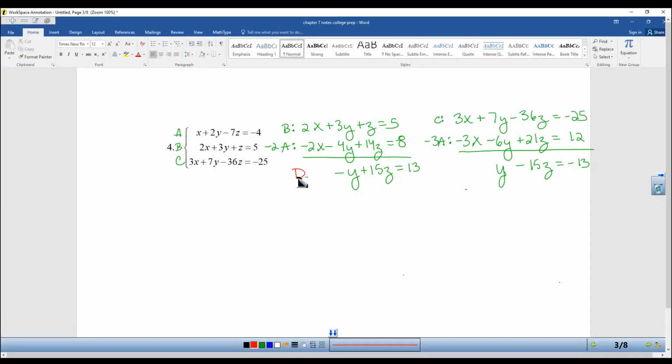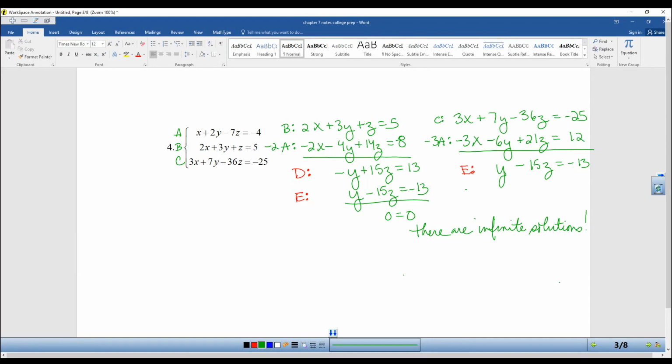So like I said, some people actually take the time to relabel these as D and E, and then you can put D and E together, and that would be positive y minus 15z is equal to negative 13. Everything cancels. So now I know that there are infinite solutions. If this is a 4-point problem, you've just earned 2 of them. You're only halfway there. I still actually want the answers.